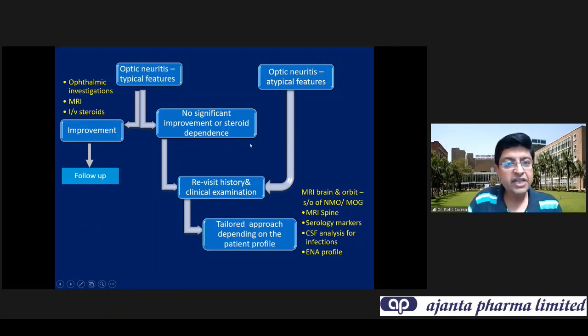However, if there is no significant improvement on steroids, or if the patient has atypical presentation, you must do a detailed history and clinical examination. You may require MRI brain and orbits to see for NMO MOG, may require an MRI spine, serology markers for NMO and MOG, CSF analysis if you suspect infection, and of course an immune profile understanding. And the management will depend upon what you are getting in your investigations.